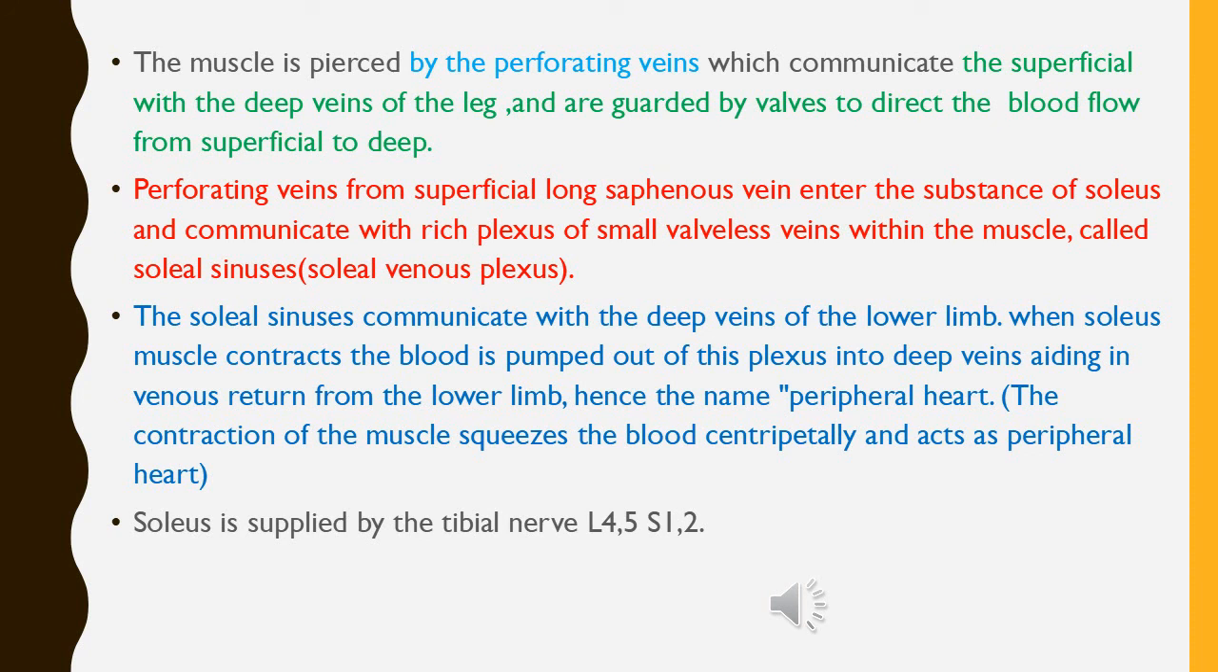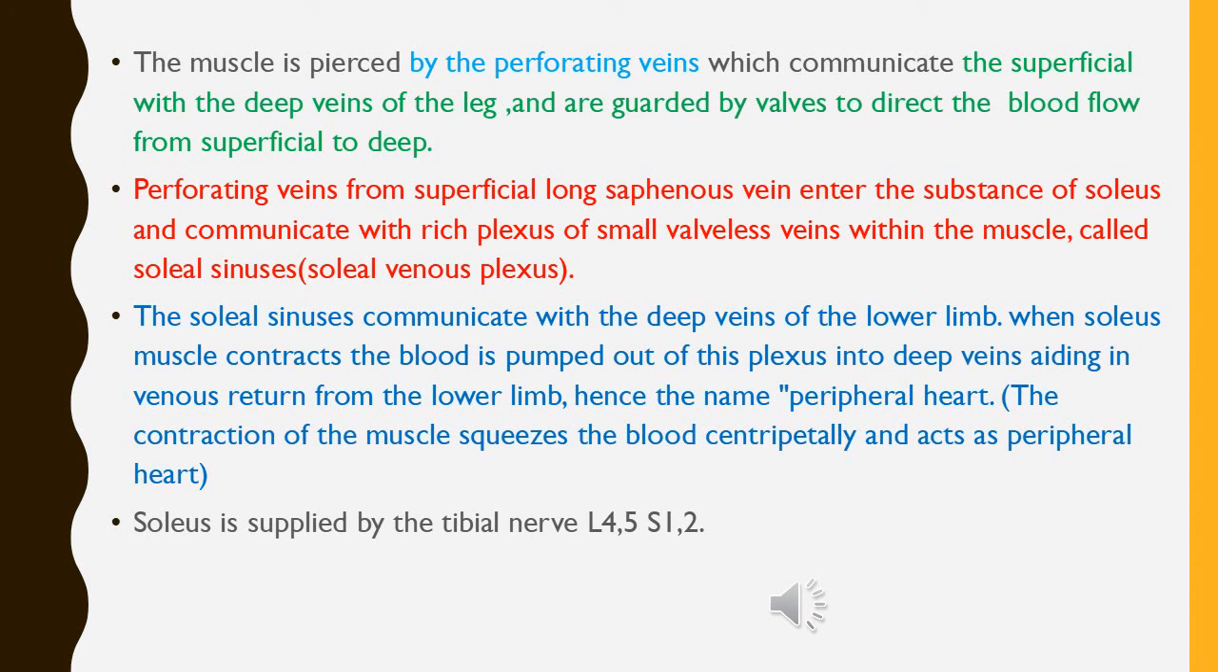Perforating veins from this superficial long saphenous vein, or great saphenous vein, enter the substance of soleus and communicate with a rich plexus of small valvular veins within the muscle. They are known as soleal sinuses or soleal venous plexus. So these soleal sinuses communicate with the deep veins of the lower limb.